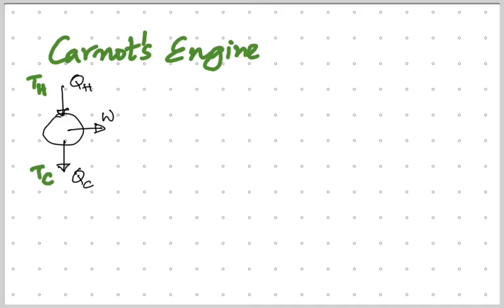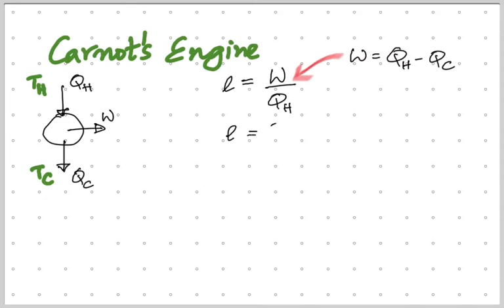How do we define efficiency? Work over, it's output over input. Output is work, input is QH. So efficiency in this case, there are three formulas. One is that, but since we know work is QH minus QC, you can substitute that and you will get another formula. And then the third one is TH minus TC over TH. Done.